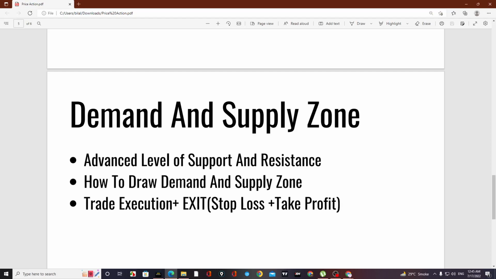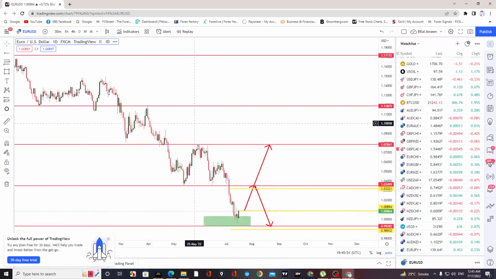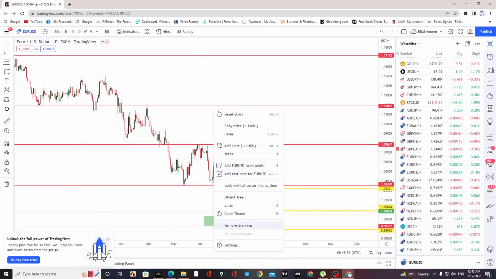Now we will learn what are demand and supply zones. It is the advanced level of support and resistance. We will learn how to draw demand and supply zones, trade execution plus exit, stop loss, and take profit. Again we will learn it on a live graph. First we will remove our previous drawing.